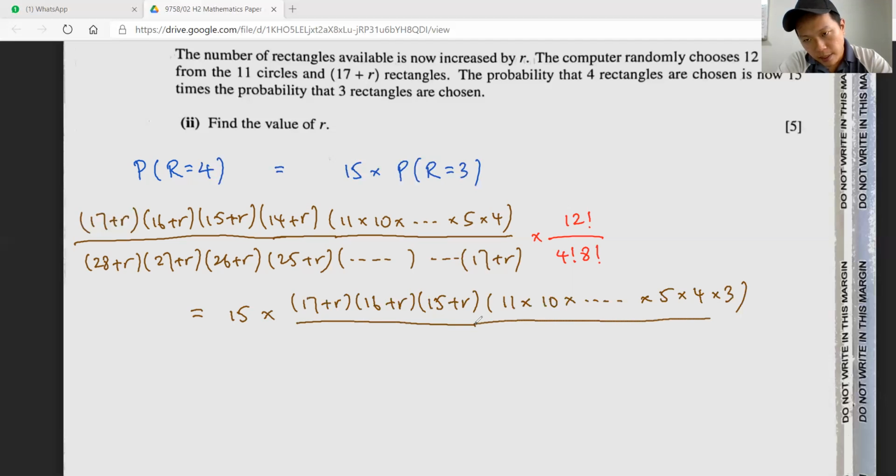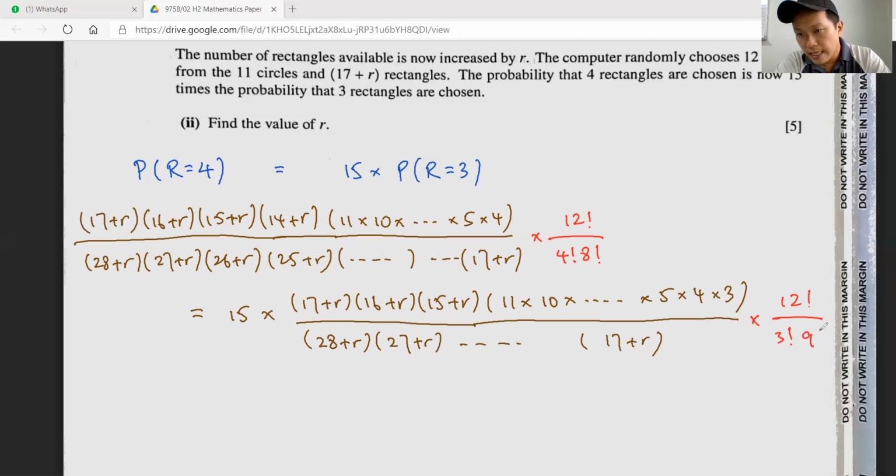And then the denominator will be exactly the same: 28 plus r, 27 plus r, all the way, 12 different numbers down to 17 plus r. In fact, it's exactly the same as the left side. Okay, so now times the number of ways to arrange them: 12 factorial over 3 factorial, because 3 rectangles, 9 circles. Okay, we are done with forming the equation and listing them out in terms of r.